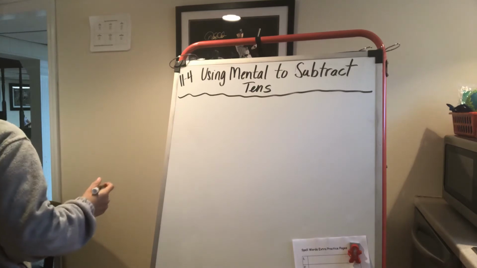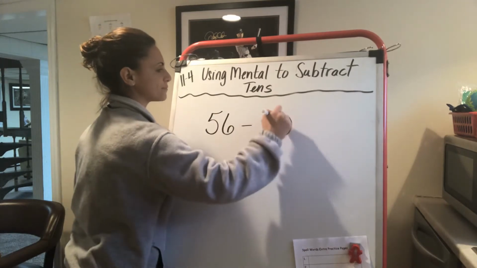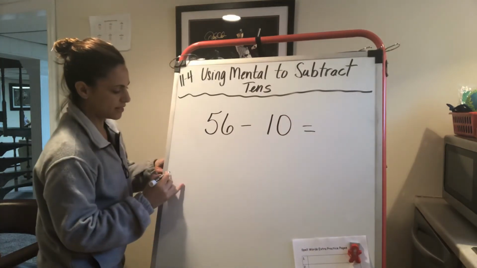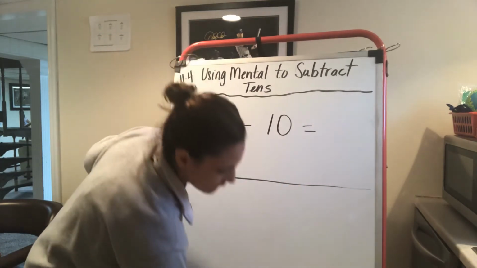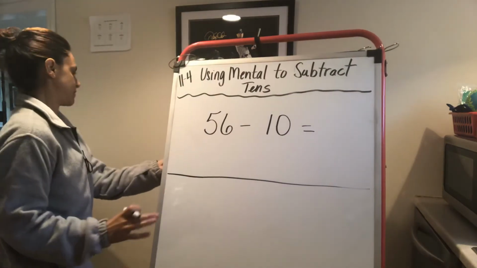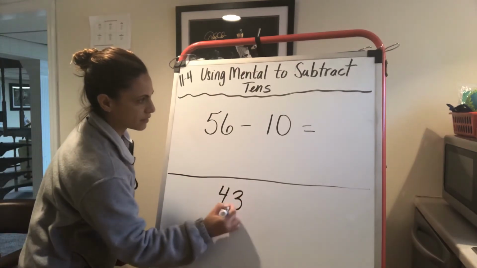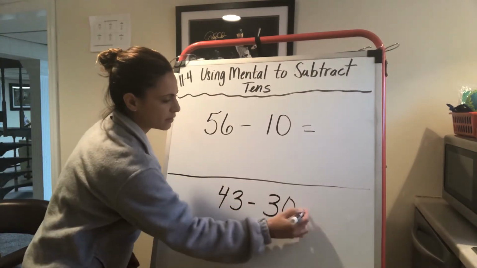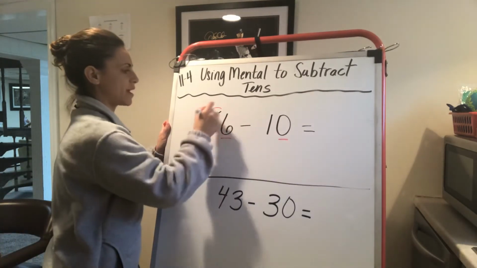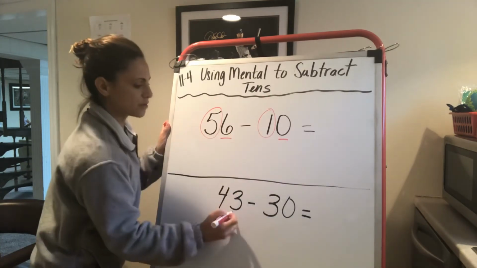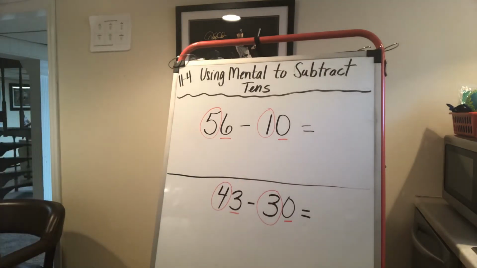Try 56 take away 10. And then I'm going to draw underneath it your next problem. Let's try 43 minus 30. Okay? Remember, start with your ones and then look at your tens. Start with the ones, look at your tens. Go ahead, give it a try.